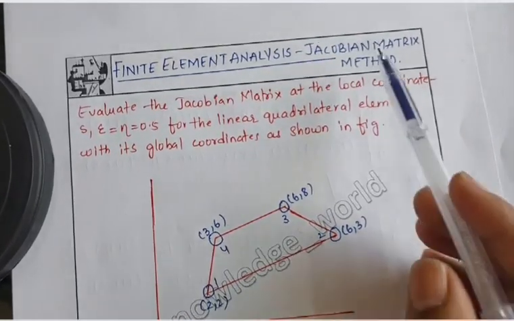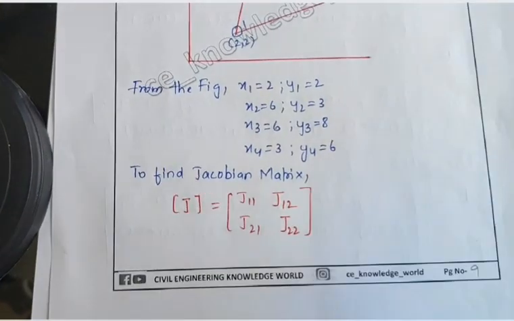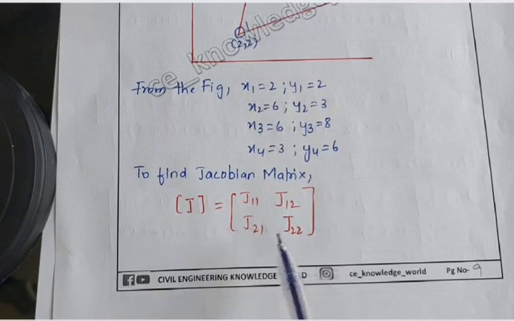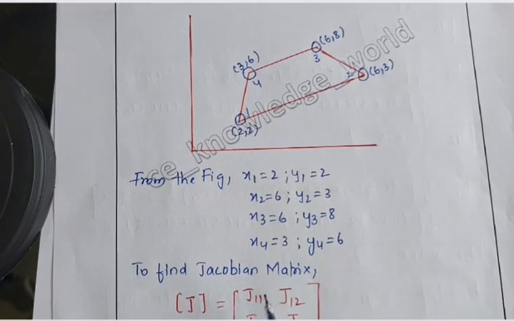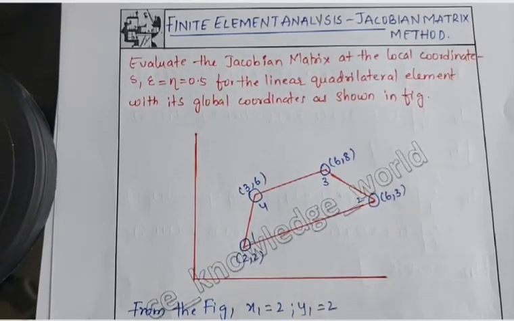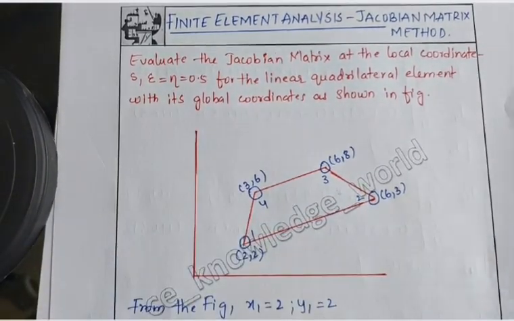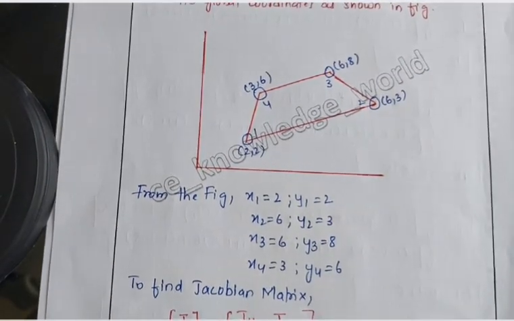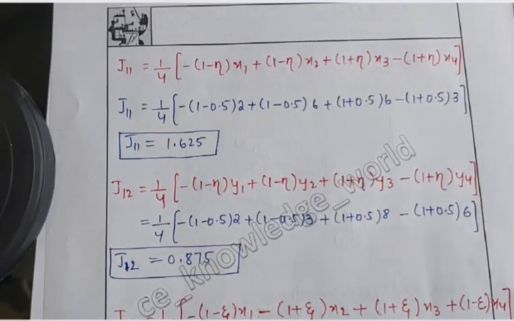Now what we have to calculate using the Jacobian matrix is the Jacobian matrix itself. The formula is matrix J equals J11, J12, J21, J22. Now we have to calculate J11, J12, J21, J22. We have epsilon naught and Poisson's ratio as 0.5, and we know the values x1, y1 up to x4, y4. Based on those values we calculate J11, J12, J21, J22.